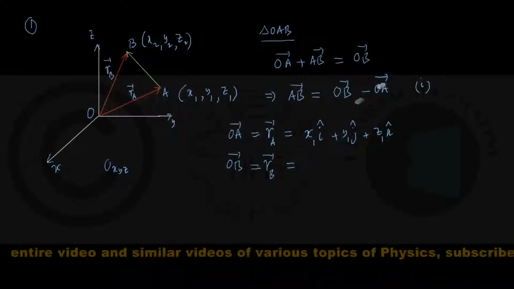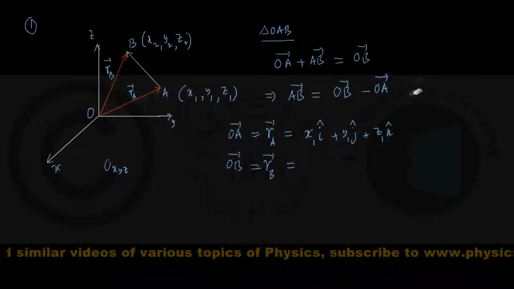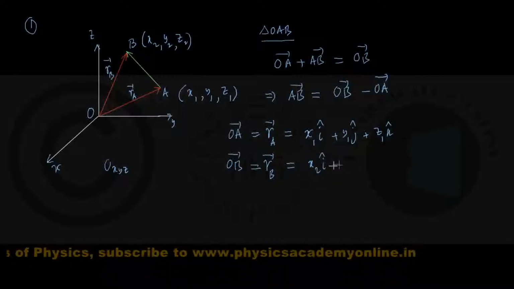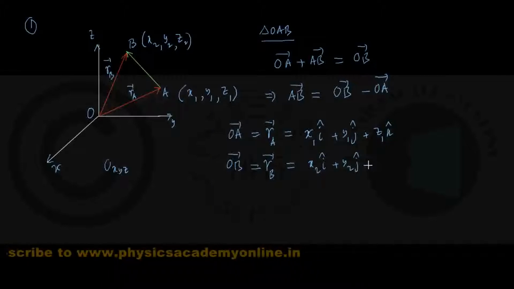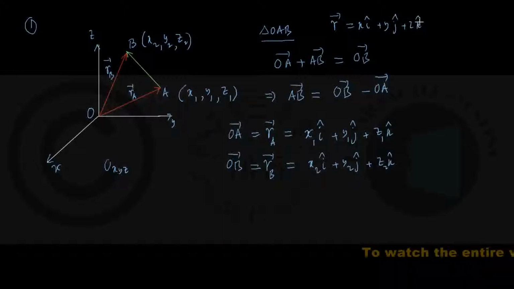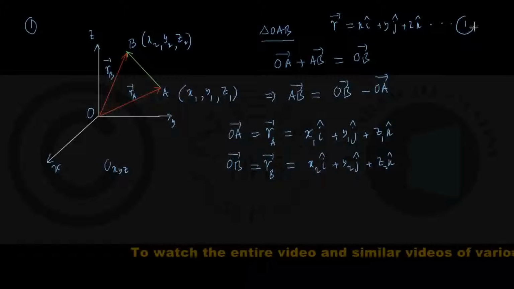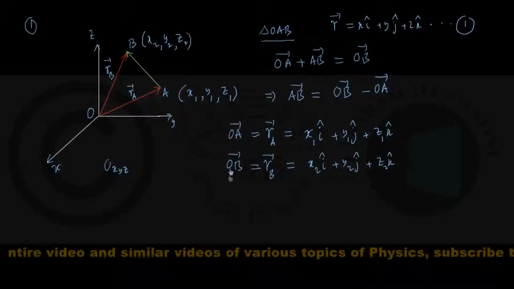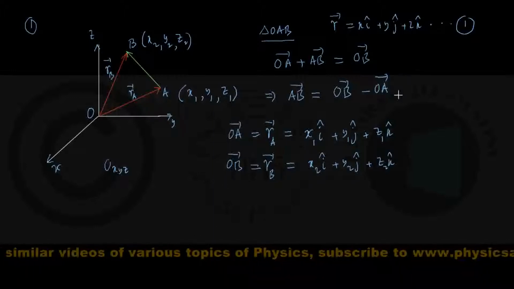Using equation number 1 given before, I'll take it off here so as not to confuse you. RB can be written as x2 i cap plus y2 j cap plus z2 k cap. I am making use of this equation written earlier, that any vector R can be expressed as xi plus yj plus zk if x, y, z are the coordinates of the point whose position vector is found. I wrote correspondingly for the points A and B these two expressions, OA and OB. And we just found AB.